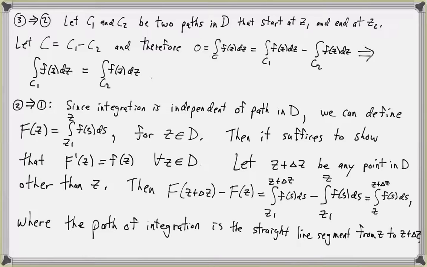So we'll come back to this difference in a minute. But first, notice that the integral from z to z plus delta z of 1 ds, well, the antiderivative of 1 is s. When I evaluate this at z plus delta z minus evaluation at z, you'll just get z plus delta z minus z. So the z's cancel and I just get delta z.